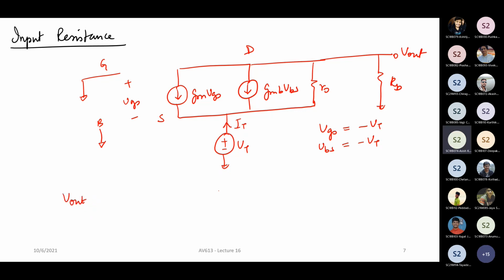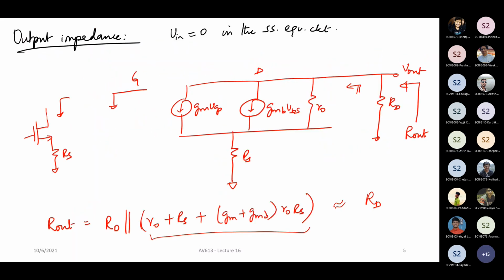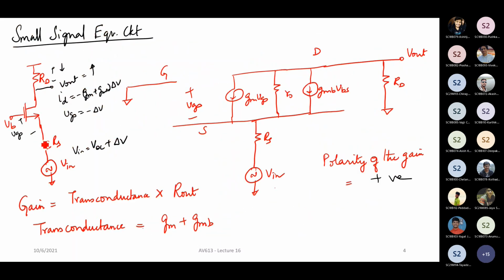Sir, won't we take RS here? We are not taking RS here because what we are trying to see here is that, see, V in plus RS is basically your source. This entire source, what is the input impedance that it is seeing? You understood?